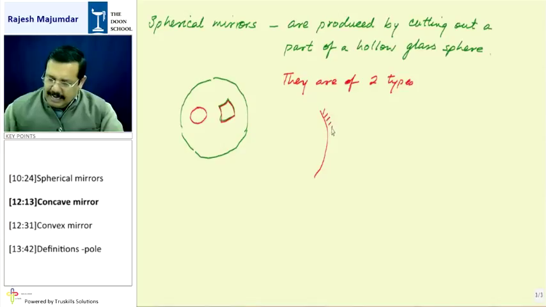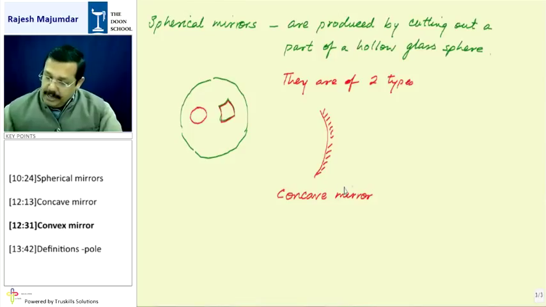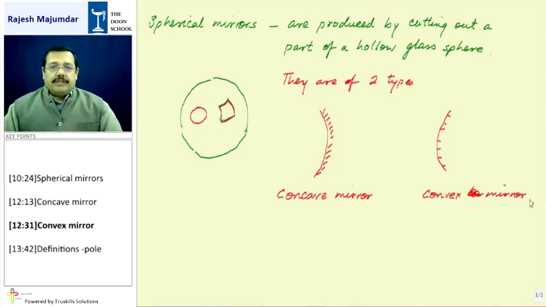If the bulging side is polished and the inner side is reflecting, then it is called a concave mirror, right? And if the inner side is polished and the bulging side is reflecting, then it is called a convex mirror. So this is the difference. One side is reflecting, the other side is polished.